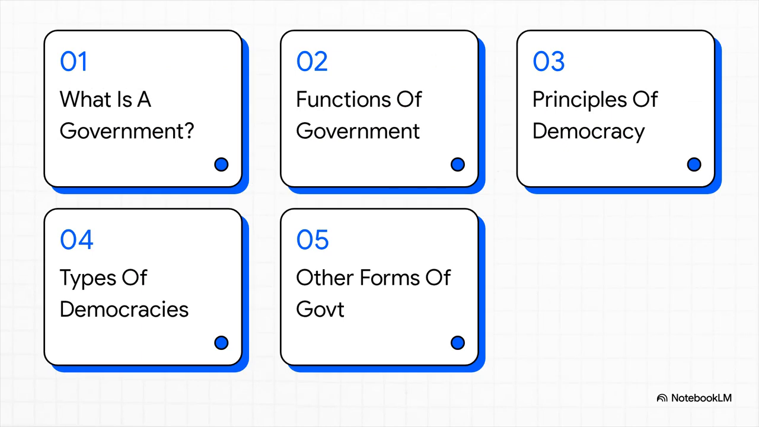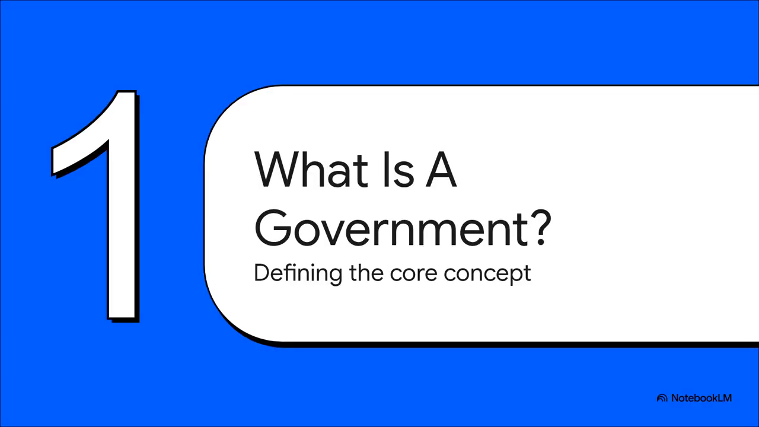Here is our roadmap. Number 1, what is a government? 2, functions of the government. 3, the principles of democracy. 4, types of democratic governments. And 5, other forms of government. All right, let's jump in.